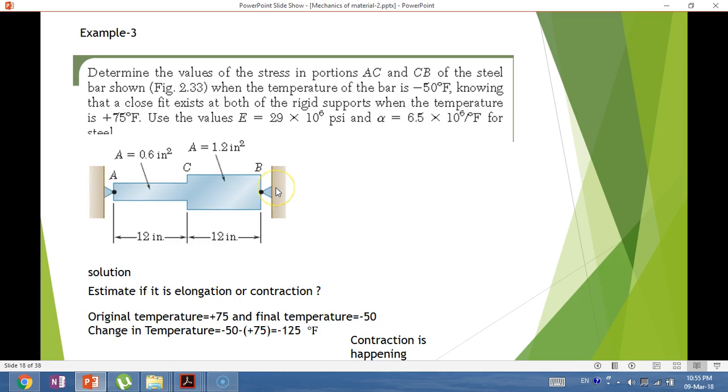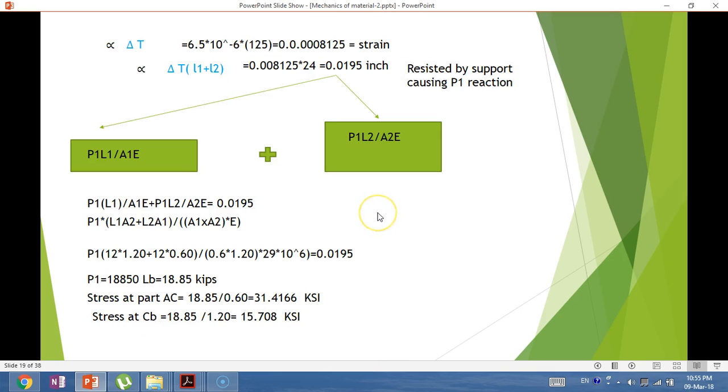The 24-inch bar will get decreased, so we have a compression. The contraction here is reversed, as if there is a force acting to the right on the joint on the right. The amount of elongation, or the strain here, is alpha multiplied by delta T.